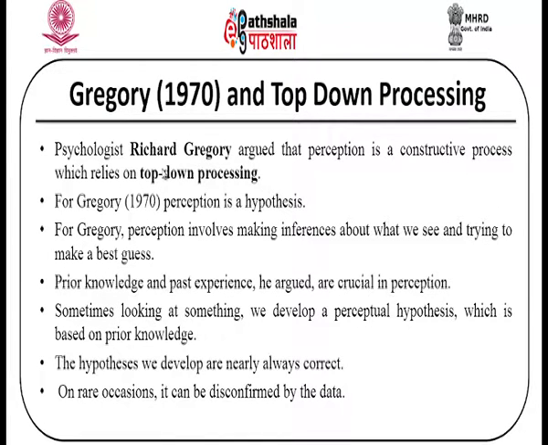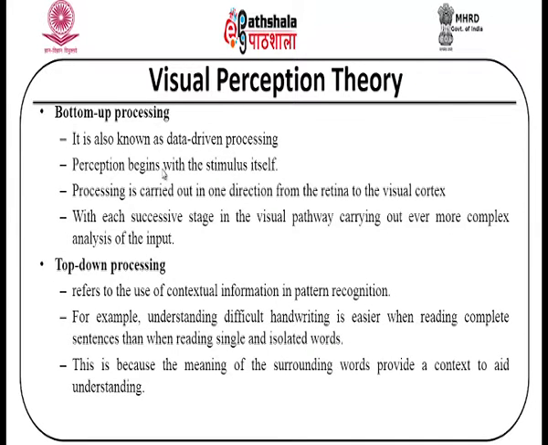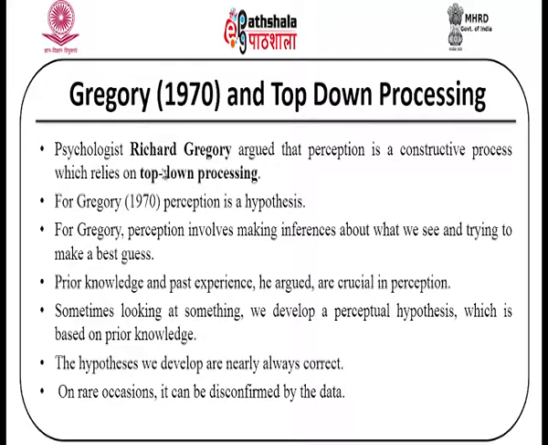Psychologist Richard Gregory in the 1970s argued that perception is a constructive process which relies on the top-down processing approach. For Gregory, perception is a hypothesis. For Gregory, perception involves making inferences about what we see and trying to make a best guess. Prior knowledge and past experiences, he added, are crucial in perception. Sometimes looking at something, we develop a perceptual hypothesis which is actually based on prior knowledge.